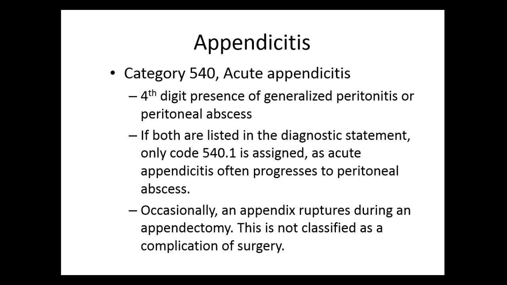Category 540 for acute appendicitis uses a fourth digit to indicate the presence of either generalized peritonitis or a peritoneal abscess. Category 541, appendicitis unqualified, is a vague term and code that should not be used in an acute care facility. It's important to remember that occasionally an appendix may rupture during the appendectomy, and if this is the case, you would not code that as a complication of surgery.